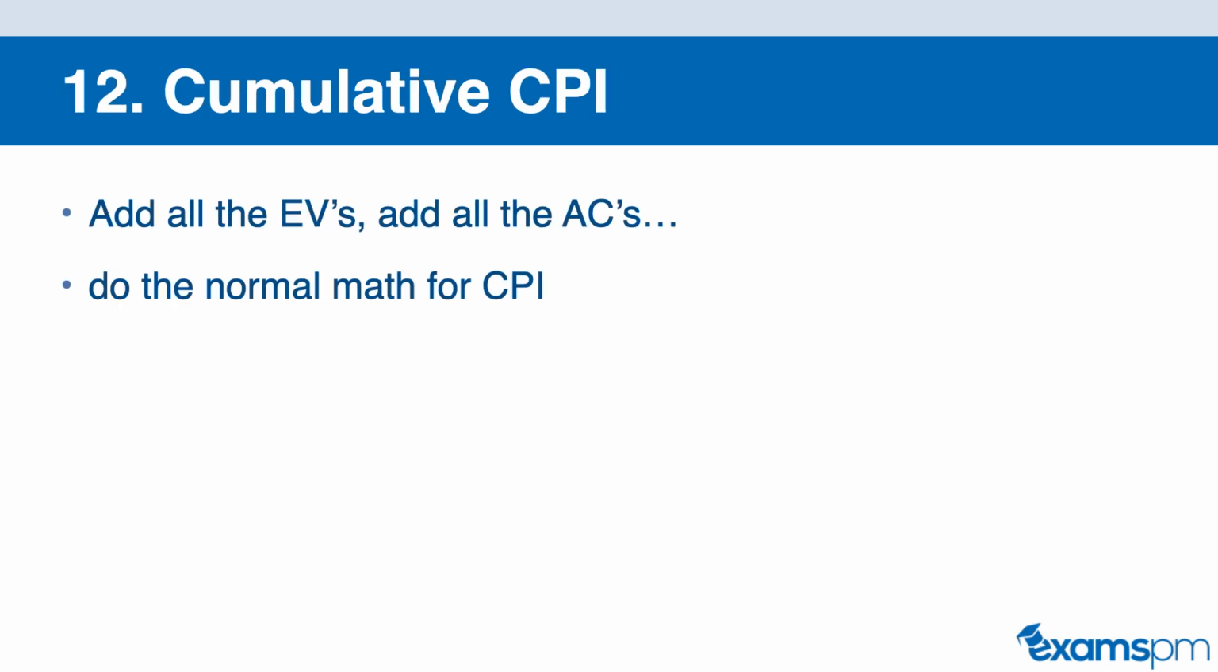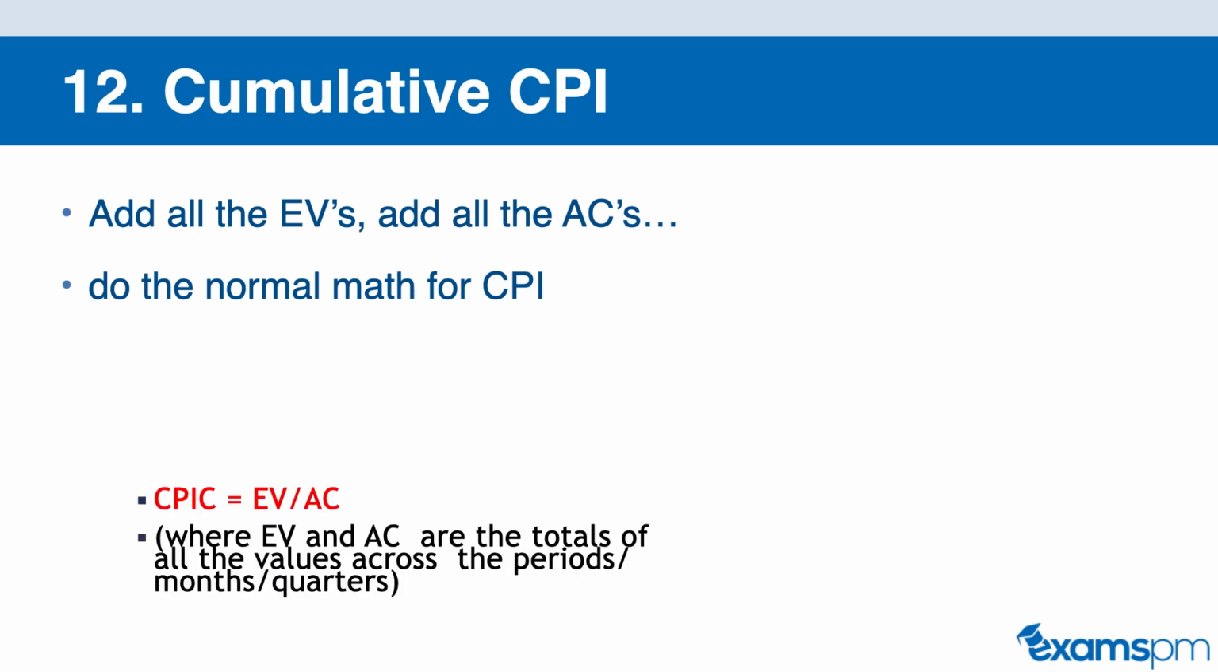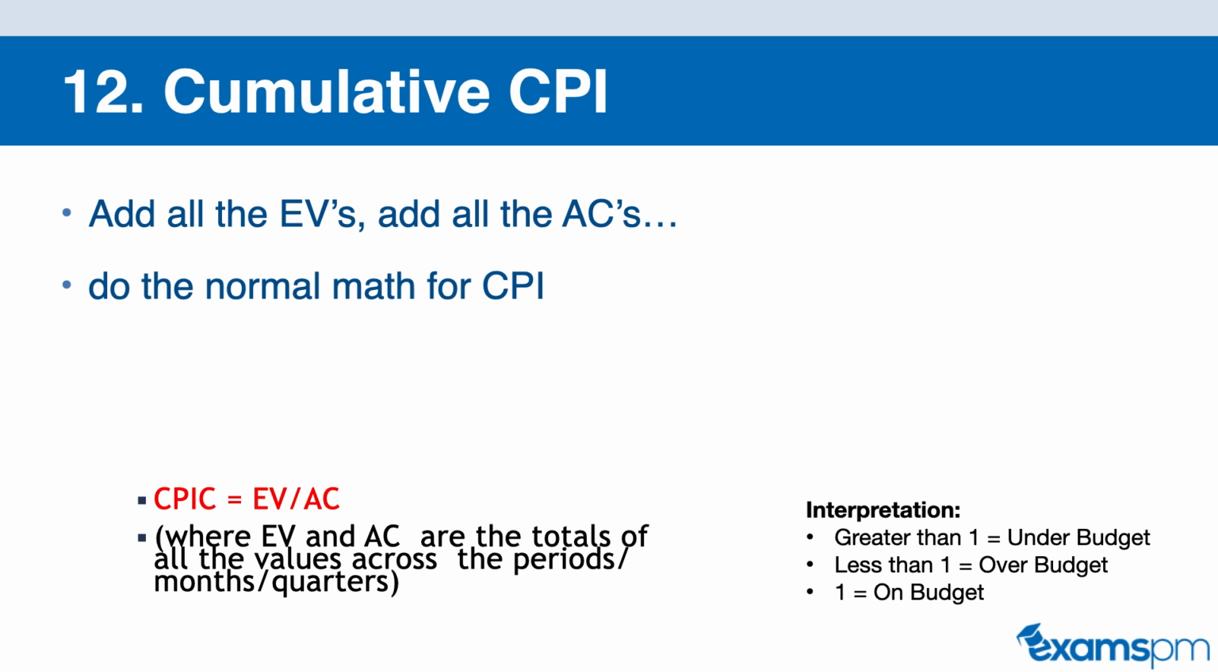Now moving on to formula number 12, we have the cumulative CPI. So this is essentially the same as CPI, except we're adding up all of the earned values and adding up all of the actual cost across all of the periods, whether they're months or quarters, whatever. So essentially we're just adding up all of the previous EVs and ACs and dividing them. So the formula for cumulative CPI is the same as for CPI. We're just using our earned value divided by our actual cost. And so the math is the same as CPI. The interpretation for this is the same as the normal CPI as well.